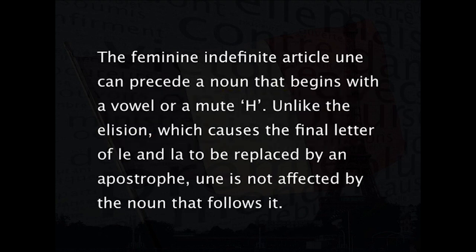The feminine indefinite article une can precede a noun that begins with a vowel or a mute h. Unlike the elision, which causes the final letter of le and la to be replaced by an apostrophe, une is not affected by the noun that follows it.